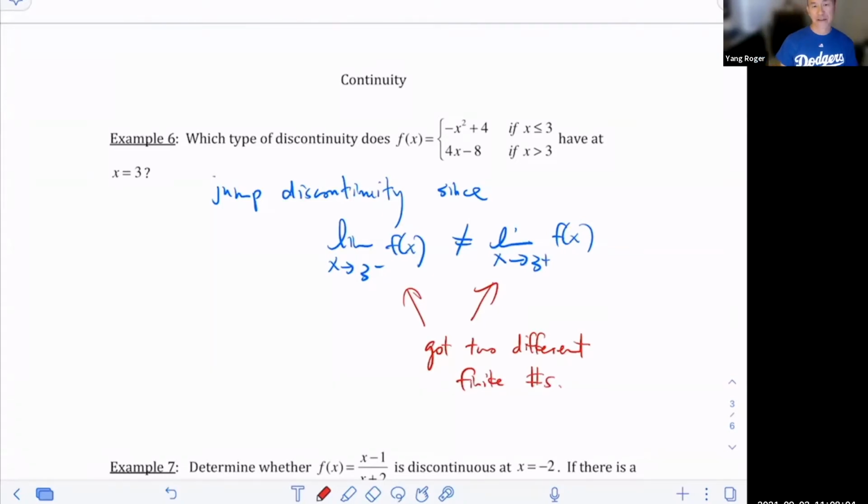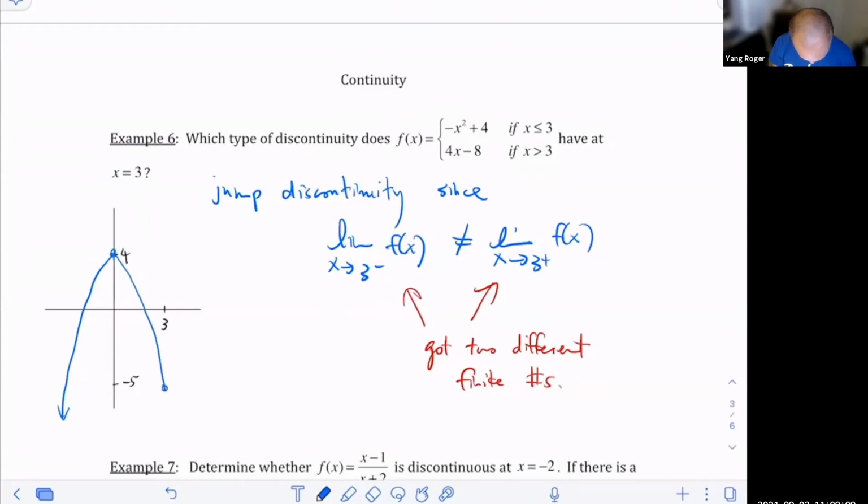If you wanted to see what a graph of this looks like, it's going to look something like this. Say this is a 4 here, and this is minus 5 here, and say here's 3. This first one is a shifted parabola. x squared looks like this. That negative in front of the x squared flips it. So it looks like this, and it goes up 1, 2, 3, 4. So it's a shifted parabola that goes up 4. This guy looks something like this, and then it stops right there.